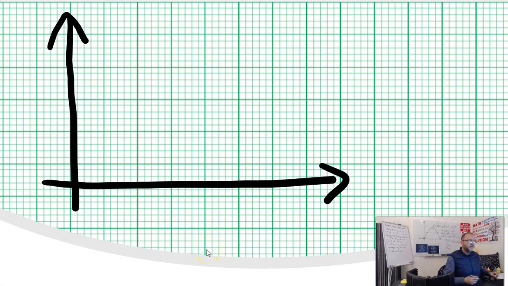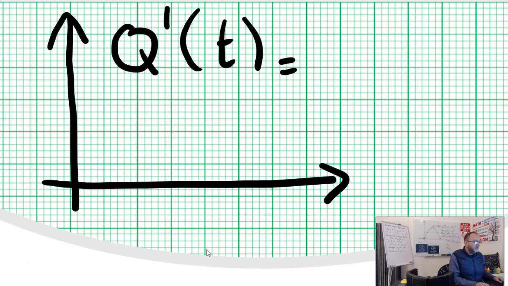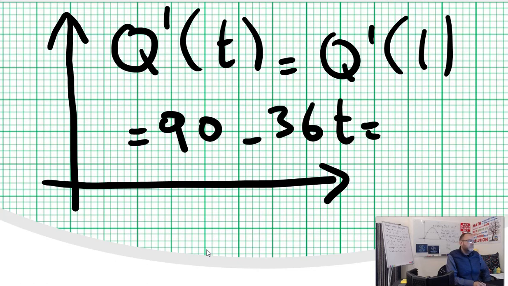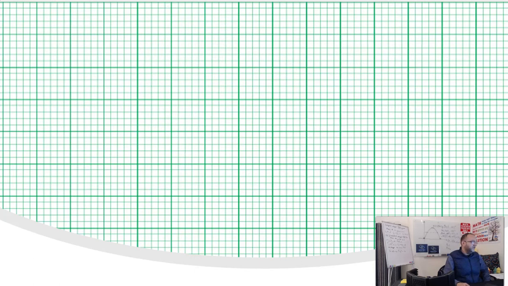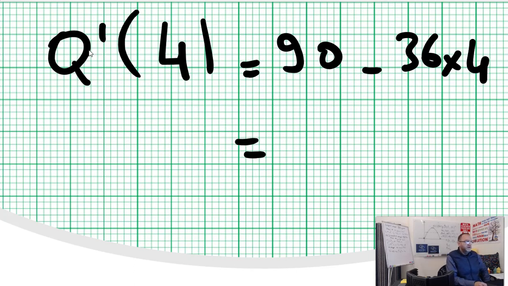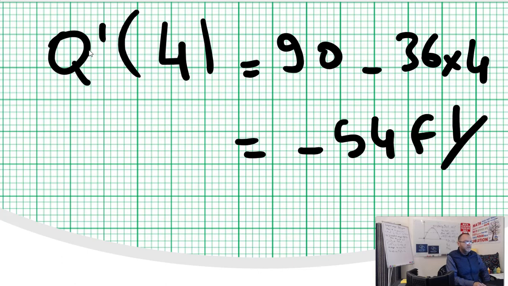Okay, now you plug this into the velocity, q prime of t, the new function that you came up with. So q prime of 1 second, with t equal 1 and t equal 4, equals 90 minus 36t. It's 1, so that's 54 feet per second. And then if I do q prime of 4 seconds, that's 90 minus 36 times 4, 4 times 3. So that's minus 54 feet per second.